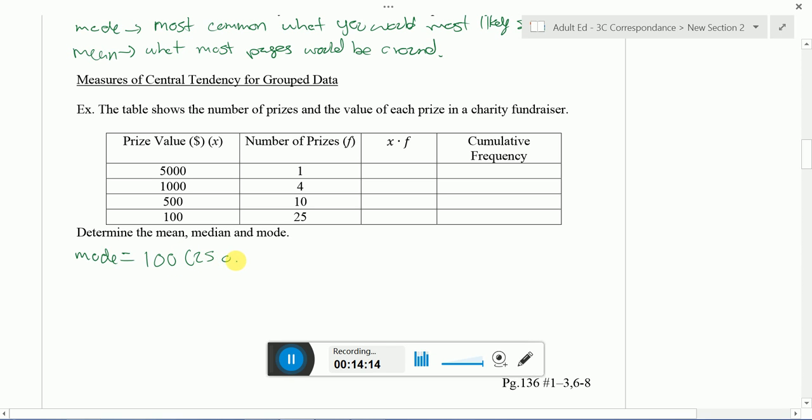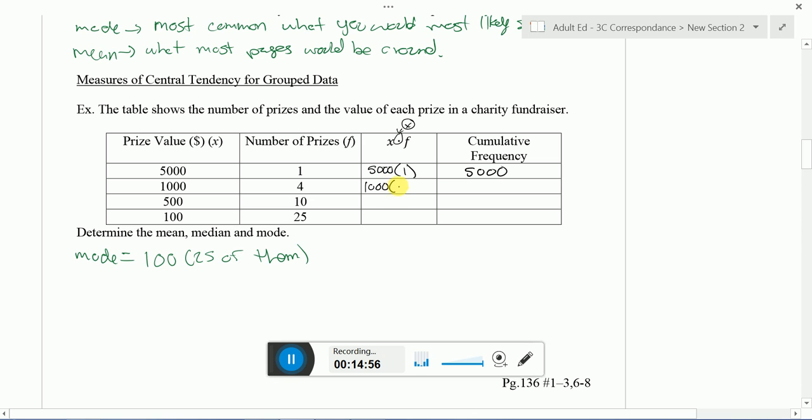There are 25 prizes worth $100. Now, to find the average, we need to add up every single prize that's possible. In that case, we have to find what we call the cumulative frequency. The cumulative frequency is the total amount for that prize value. So what x times f means, that dot is multiply. So x dot f means 5,000 times 1, and the cumulative frequency for the $5,000 prizes is $5,000.